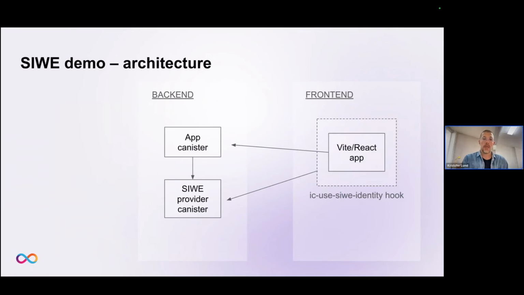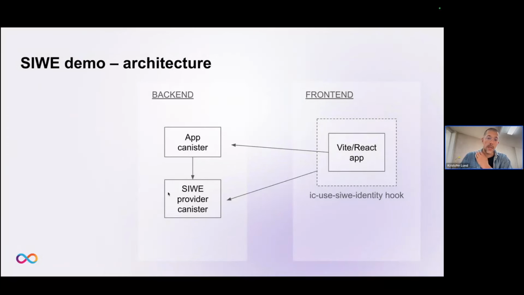When looking at the sign-in with Ethereum demo, this is the architecture, roughly. In the backend running on the ICP blockchain, we have an application canister, a simple demo canister that just manages user profiles in this case. And then we have the sign-in with Ethereum provider canister. This provider canister is responsible for validating these sign-in messages and generating the delegate identities, etc.